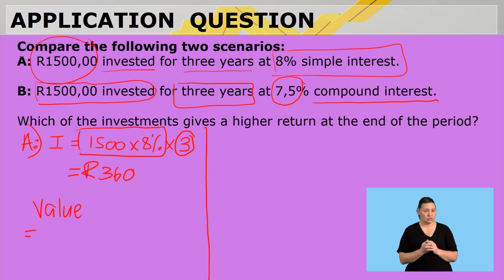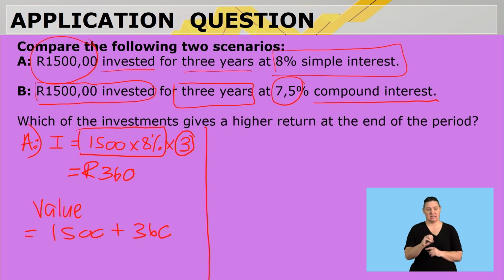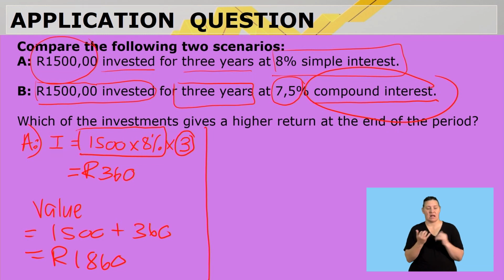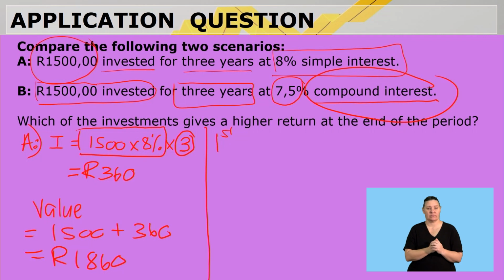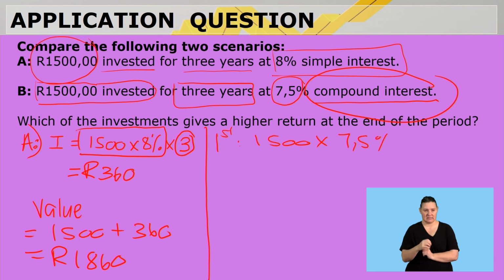So our value at the end is going to be 1,500 plus 360, which is 1,860. If we look at B, now B is the compound interest. Here, the calculation is going to be a little bit longer, but we will be able to do it. So for the first year, it's going to be 1,500 multiplied by the interest rate, 7.5%, and that is 112.50 Rand.